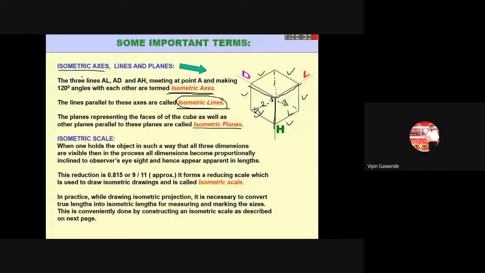Then the next thing you have to remember is the isometric axes. These are called isometric axes: length, width, and height, which are inclined at 120 degrees here. Then the lines drawn parallel to these isometric axes are called isometric lines. And the planes obtained by drawing these lines parallel to the isometric axes are called isometric planes. Okay. Now there is another thing called the isometric scale. Okay, what is called the isometric scale?